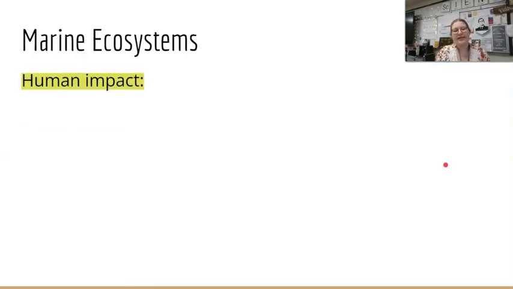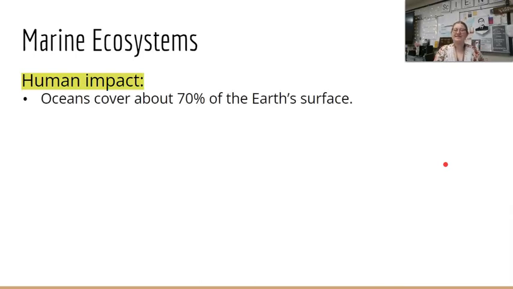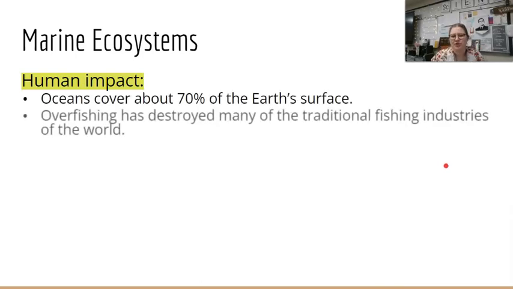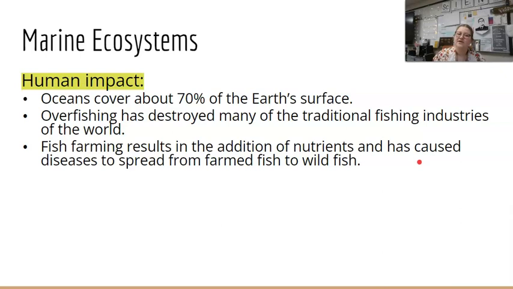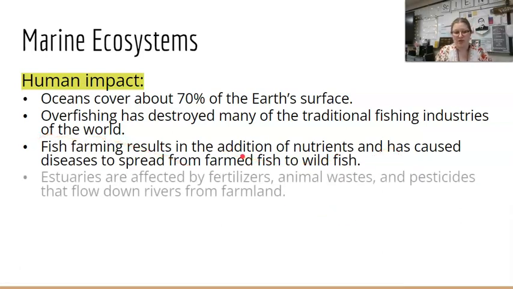So for human impact, oceans cover about 70% of the Earth's surface, and overfishing has destroyed many of the traditional fishing industries of the world. Fish farming results in the addition of nutrients and has caused disease to spread from farm fish to wild fish. So the thought is, if we're overfishing the ocean, let's do like we do with terrestrial animals and farm them. But fish farming is not the perfect solution because it does also pollute our natural waters.